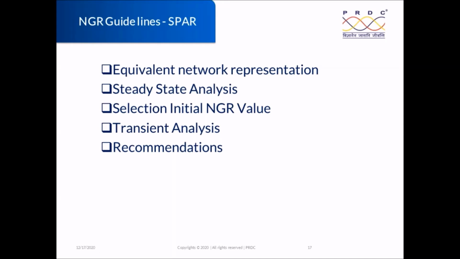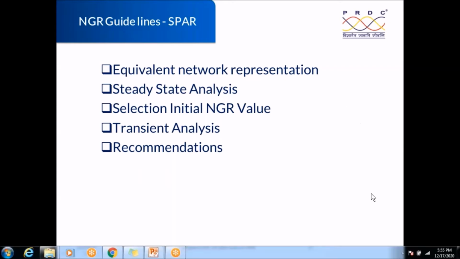So we have just seen that these neutral reactors or neutral grounding reactors are going to help to avoid this resonance point.